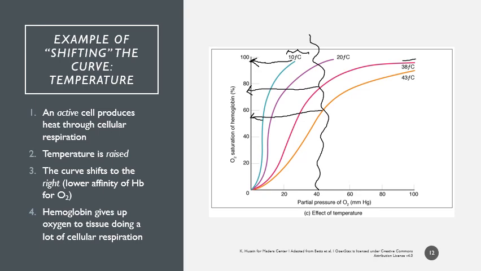It's giving it up much more readily. Lower affinity is giving it up. And then hemoglobin gives up oxygen to tissue when the tissue is doing a lot of cellular respiration.